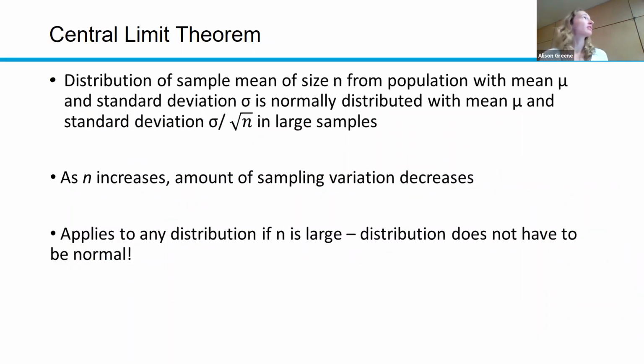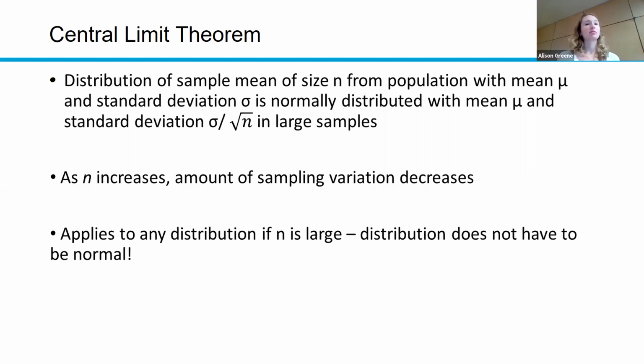The last thing that is important for you to understand is the central limit theorem. This says that the distribution of a sample mean of size n from a population where the true mean, we're going to call that mu, that's if we were able to sample everyone and take their mean, it would be mu, and standard deviation sigma, that sample mean has a distribution with mean mu. So the average is still the same.